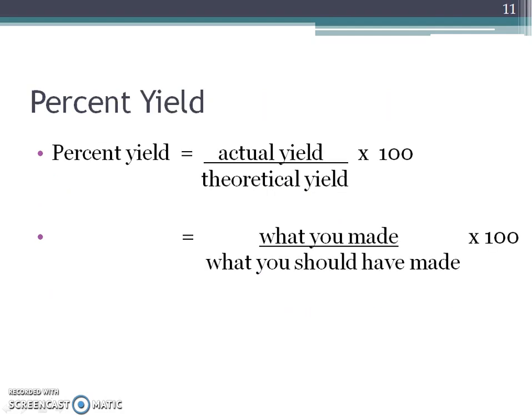So percent yield is that part to a whole, right? I always say it's part to a whole. So it's always going to be the actual yield over your theoretical yield. The actual, again, is what you made in lab, which is usually less than what you should have made. And again, if we're dealing with percent, we always want to multiply by 100.